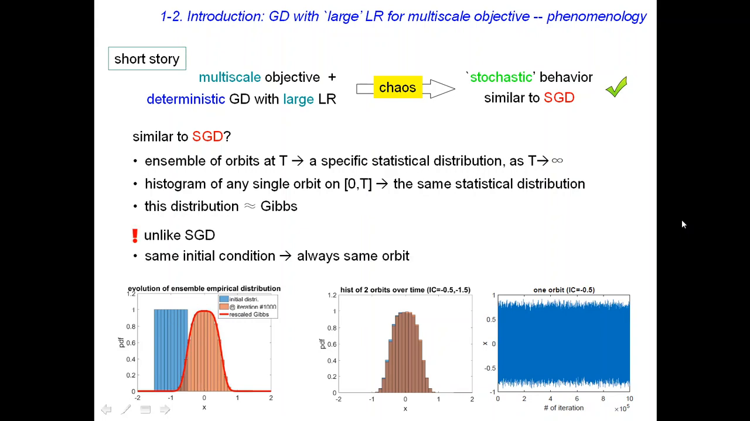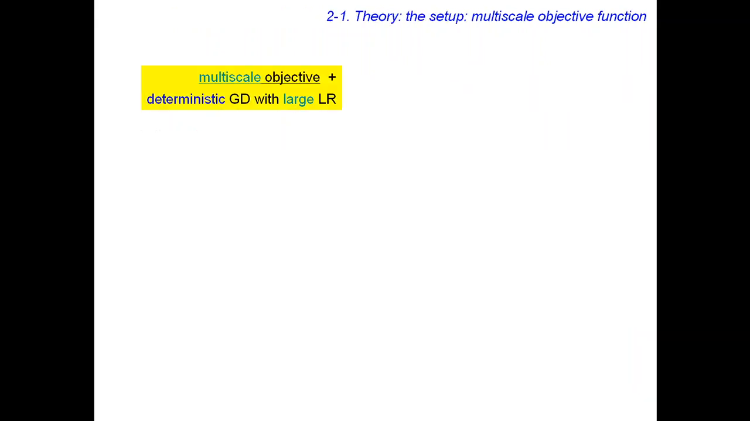However, the iterations of deterministic gradient descent are just deterministic. So if you start with the same initial condition, you will always get exactly the same orbit. So this is something that is different from SGD. SGD will actually give you different realizations, but here our stochasticity is really in quotation marks because you still have determinism. So hopefully I explained what I wanted to show you and to demonstrate.